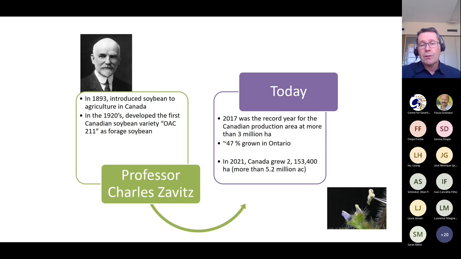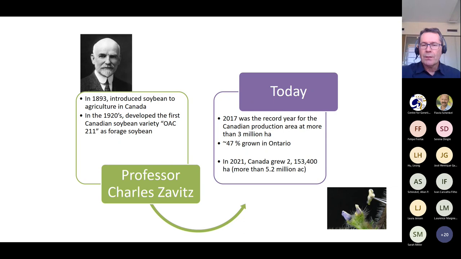So 2017 was actually the record year for Canadian production, with more than 3 million hectares grown across the country. And that was the first year when Ontario's proportion of soybean production fell under 50%. It has gone up again, and Ontario is still the largest producer in Canada.